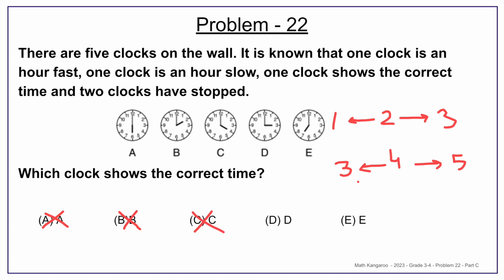Let's pick D. So if 3 is our correct time, then one clock should show 4, another clock should show 2. So we have a clock showing 2, we have a clock showing 4, which is ahead of time, and 3. So D could be our answer. Option E, that is not, because there is no clock ahead. There is a clock which is slower but not faster. So our answer is option D.